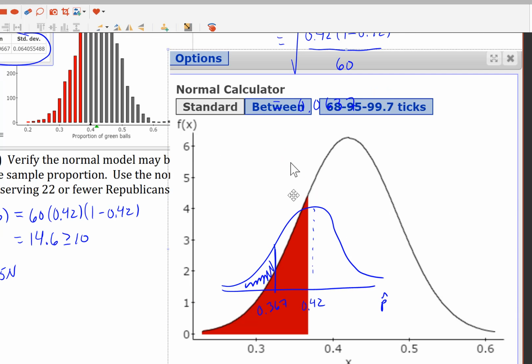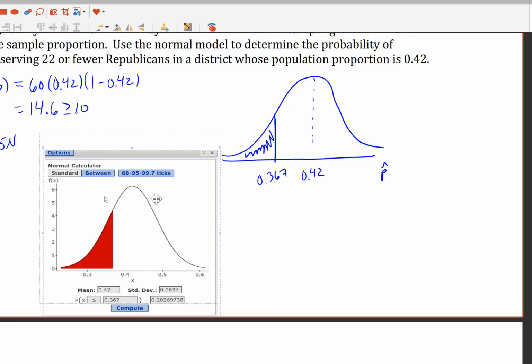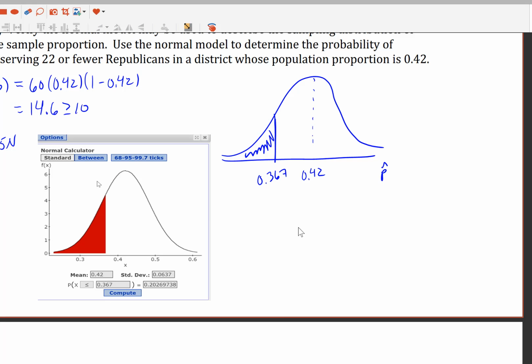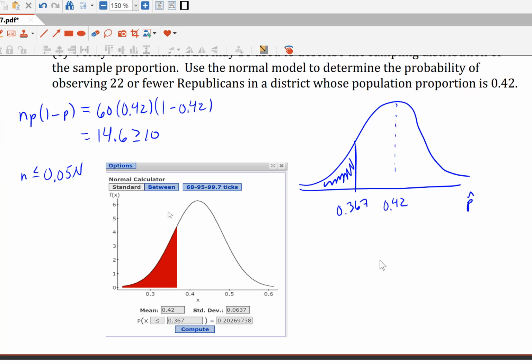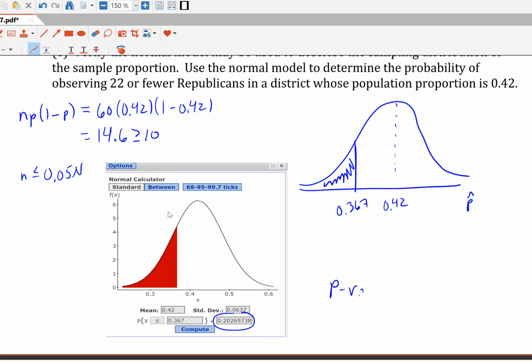The results aren't going to match up exactly just because of the fact that here we're using a normal curve to approximate the proportion of observations that are less than or equal to 0.367. And so we're using a continuous distribution to model a qualitative variable. And so it makes sense that these aren't necessarily going to jive, but the bottom line is there's my p-value according to the normal model of 0.2027.